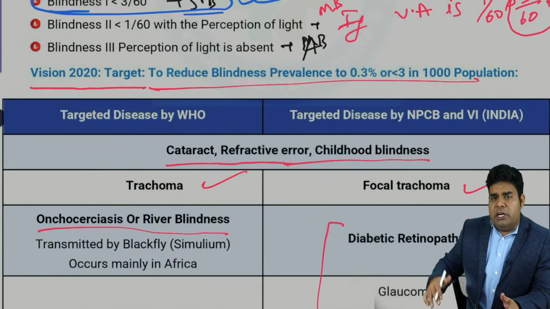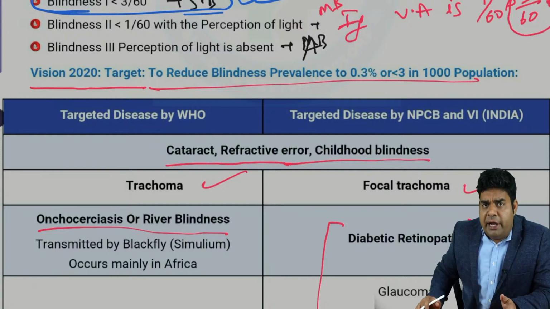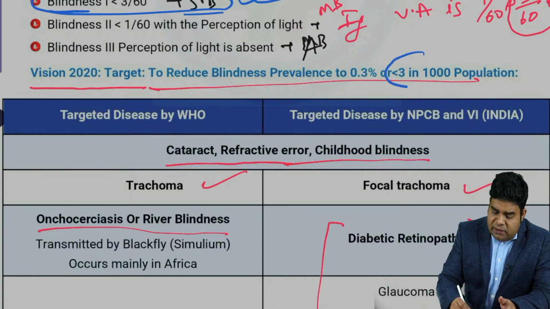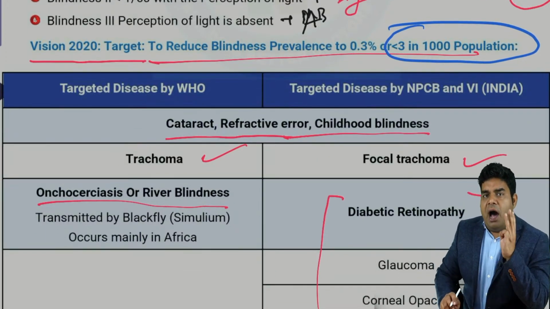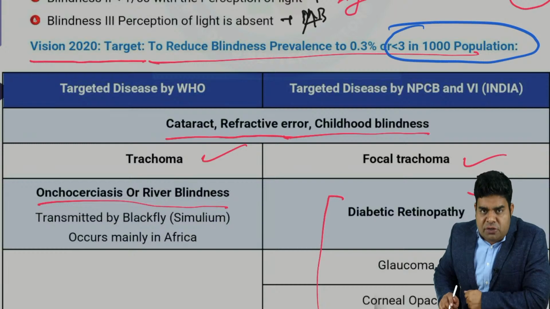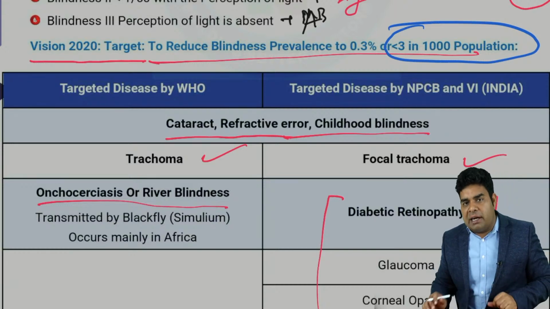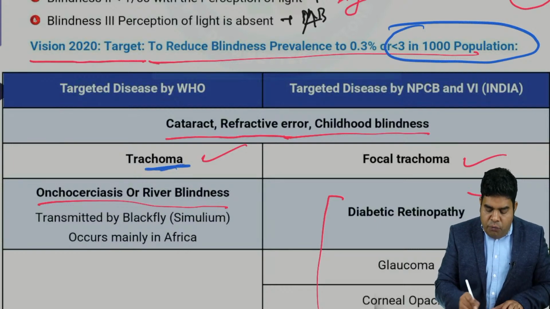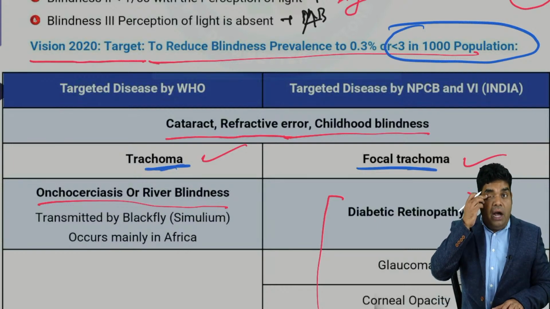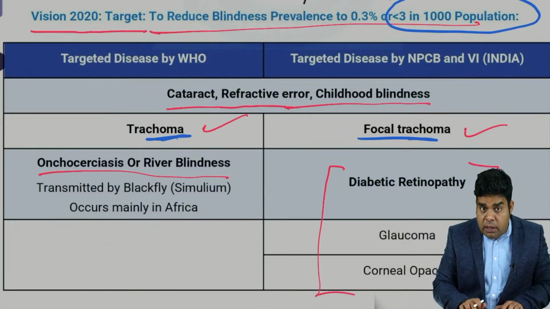Vision 2020 was formulated to reduce the burden of blindness to less than 3 per 1,000. And in Vision 2020, three diseases are in both the India list and the WHO list. They are cataract, refractive error, and childhood blindness. The world deals with trachoma; we deal only with trachoma in the upper eyelid, focal trachoma.